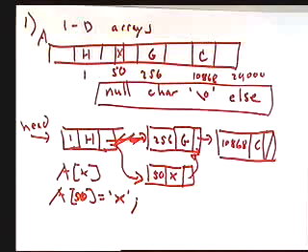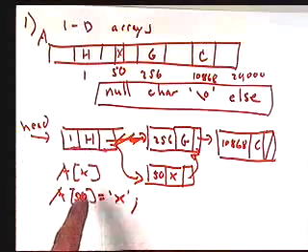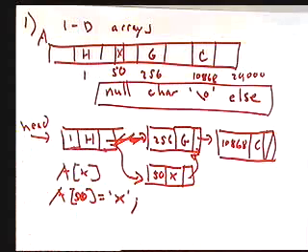So for reading, we would either read the value associated with an index or return the null element. For writing, we would either overwrite the value at an index or add a new node to the list.